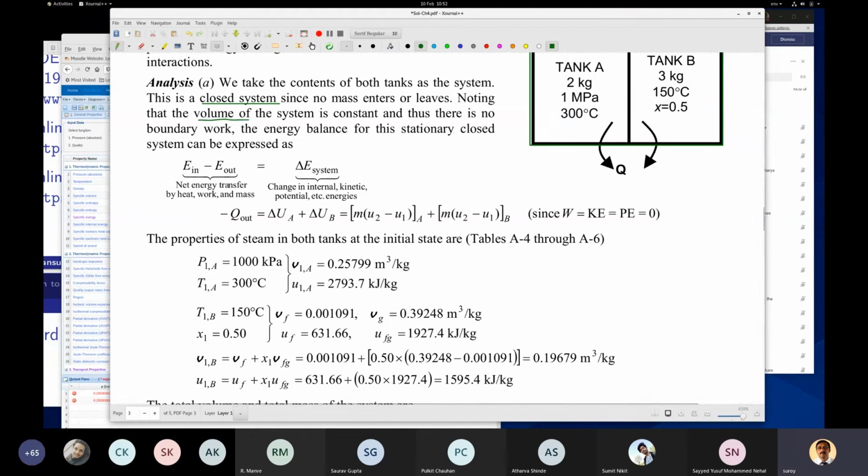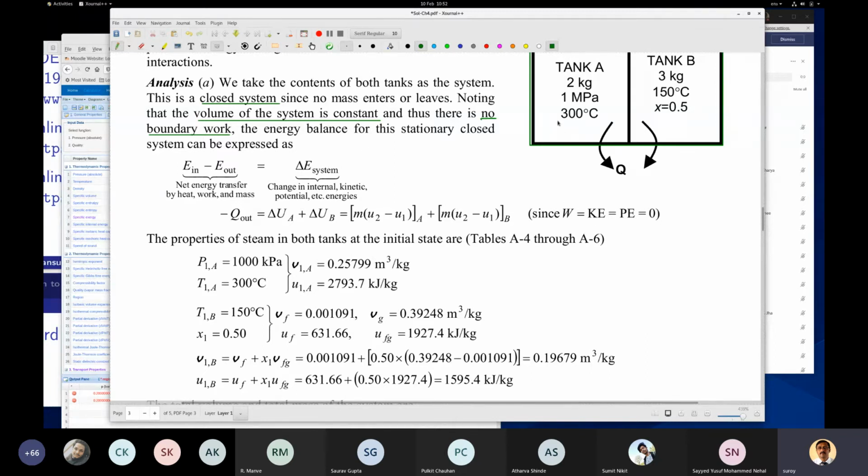Now the volume of the system is known. So volume is constant, no boundary work. You cannot do any work here because the volume is rigid. Right? So what is given here?